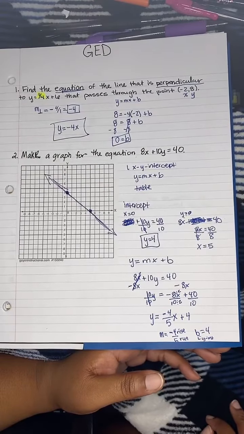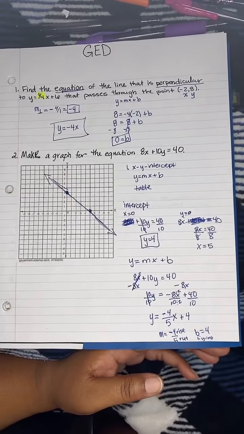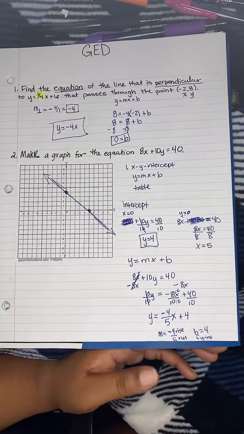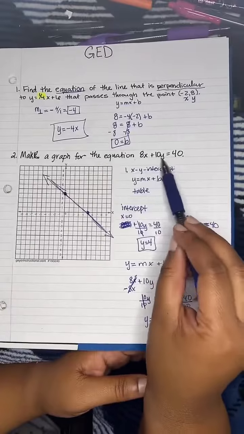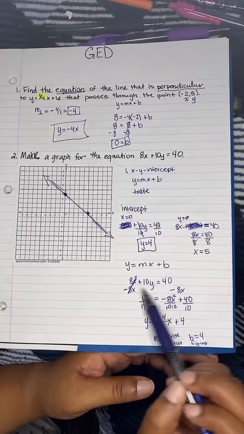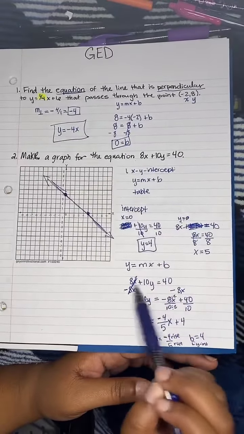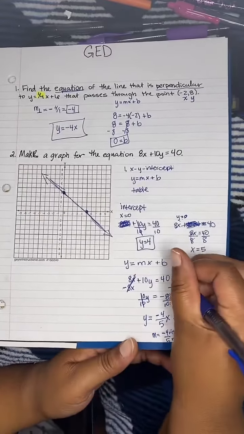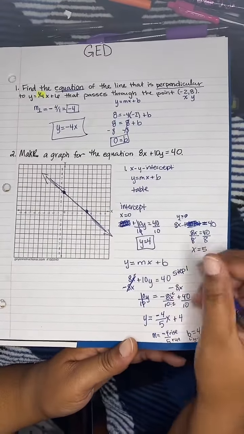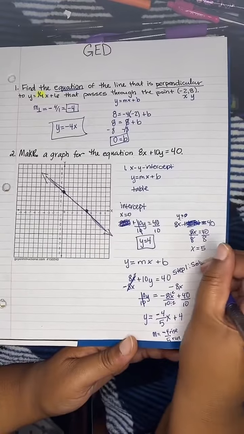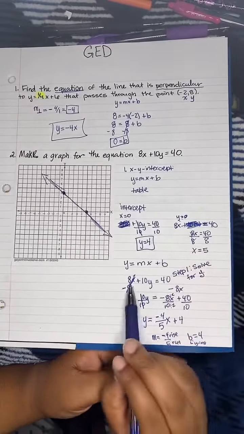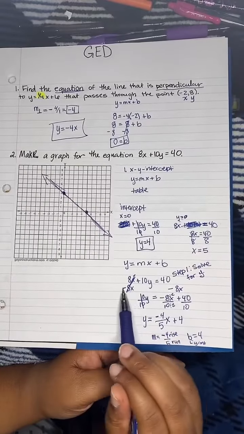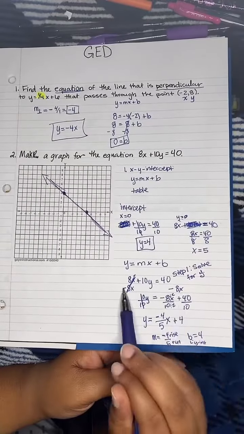Can I explain it again? Yes, I can. Let's run through it one more time. So we took this equation, 8x plus 10y equals 40. We have to solve this equation for y. That's step 1: solve for y. Well, how we solve this for y is we have to move the x to the other side.